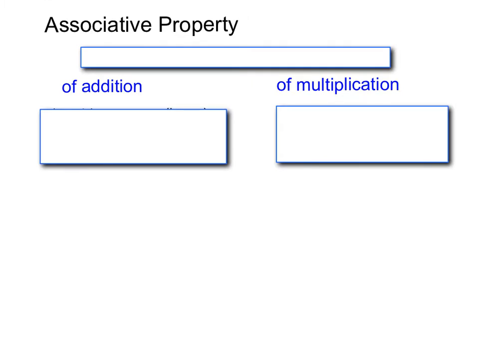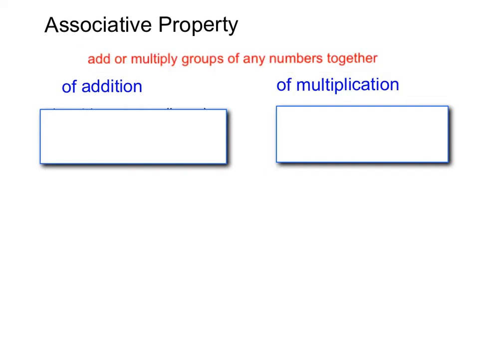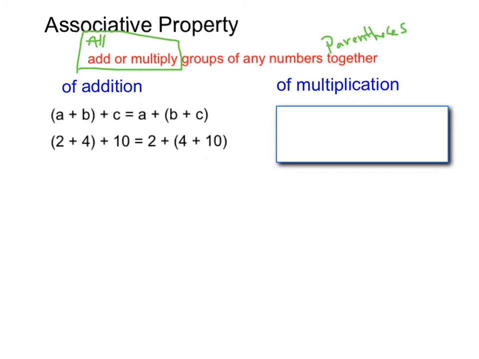Next up is our associative property. With the associative property, what this allows us to do is add or multiply groups of numbers together. So again, it has to be all addition or all multiplication, or it's not going to work. And what this allows us to do is use parentheses. With these parentheses, we can create groups that are a little bit easier to add or multiply together. So let's take a look at some of these examples.